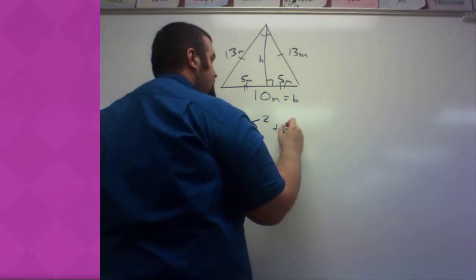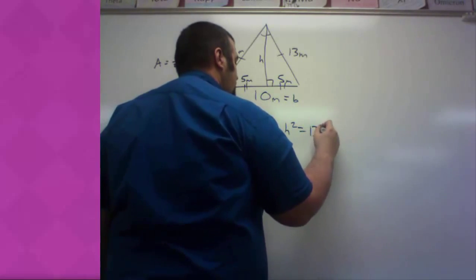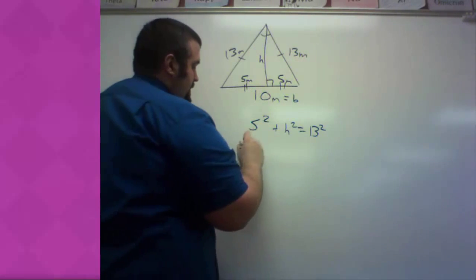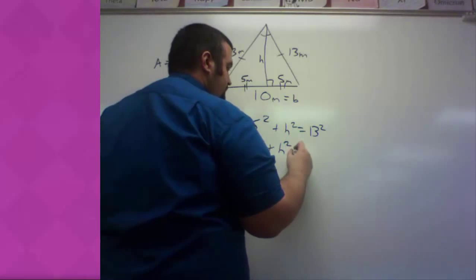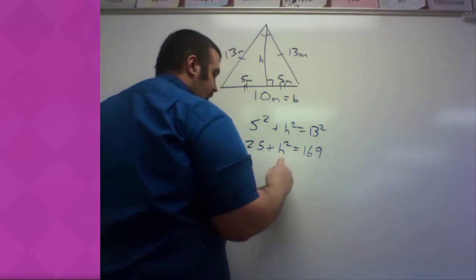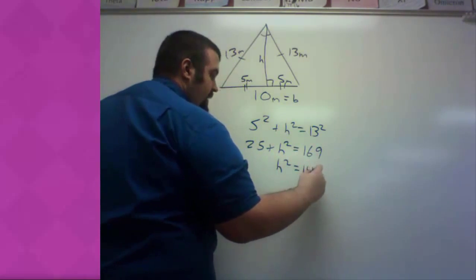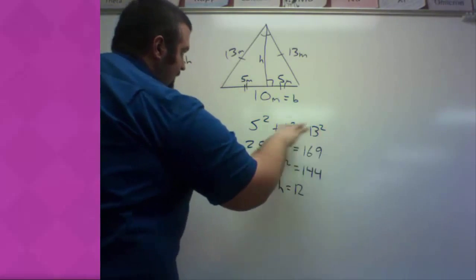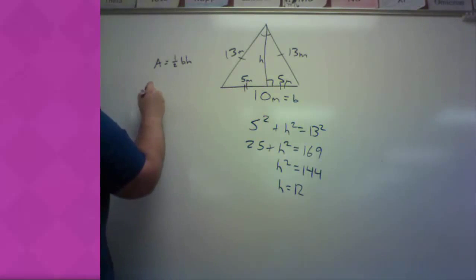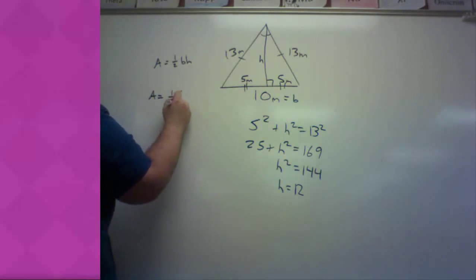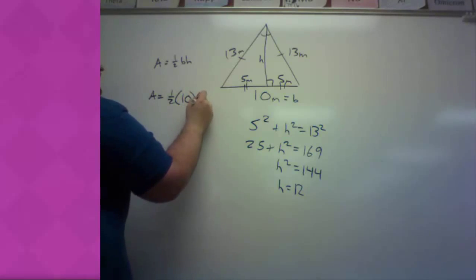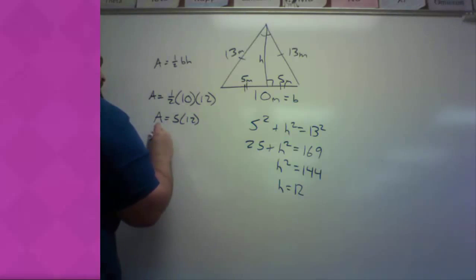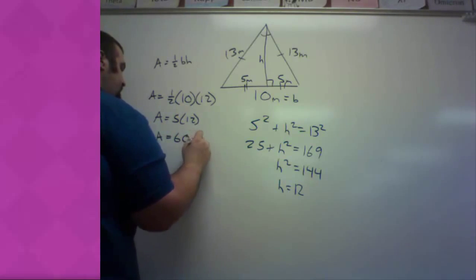5 squared plus h squared equals 13 squared. A squared plus b squared equals c squared. 25 plus h squared is equal to 169. Subtract 25 from both sides, I get 144. Take the square root of both sides, I get h to be 12, but that's not my answer. I have h to be 12, I have b to be 10, so area is equal to 1/2 times 10 times 12, or area is equal to 5 times 12, or area is 60 meters squared.